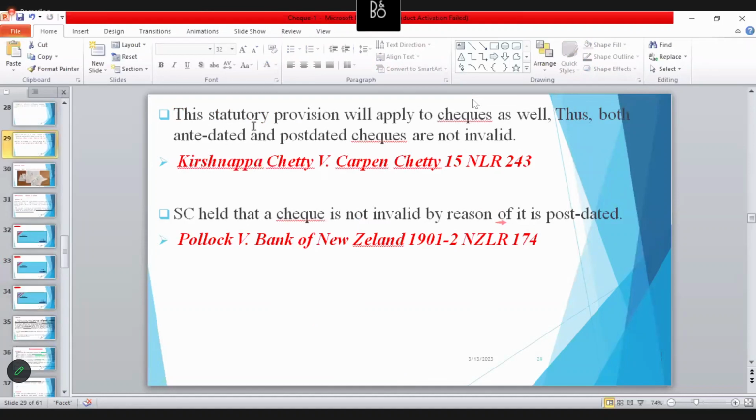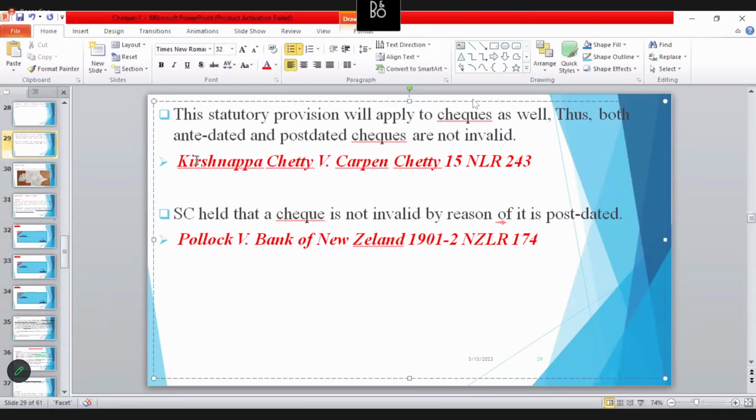There is some case law. This statutory provision applies to both antedated and postdated checks; neither is invalid. Even if the check has a later date, the check is still valid. The case is known as Krishnappa Chetty versus Harban Chetty. The case says that antedated and postdated checks are valid. The Supreme Court held that the check is not invalid by reason of being postdated. If the check has a future date, you can't say the check is invalid. That was also decided in Pollock versus Bank of New Zealand, right?